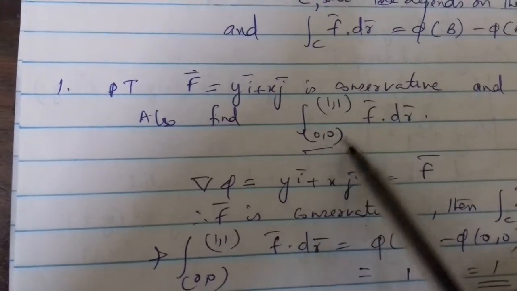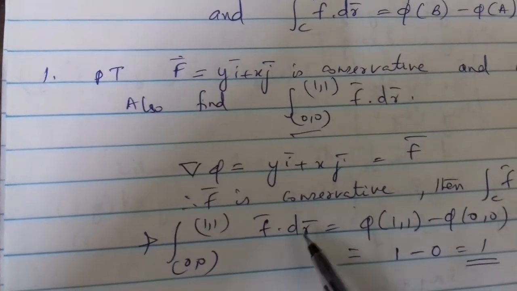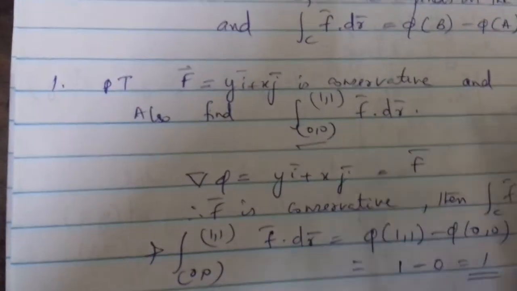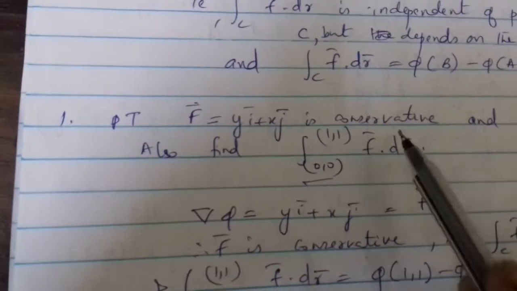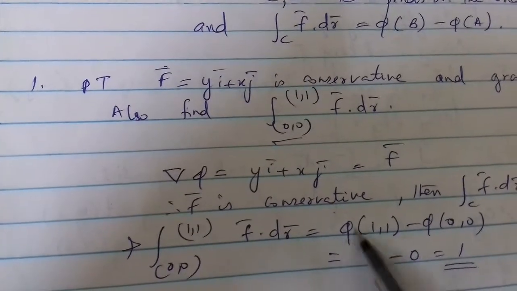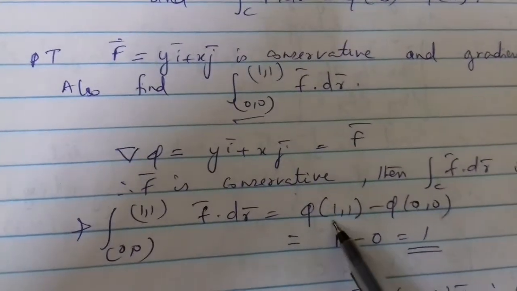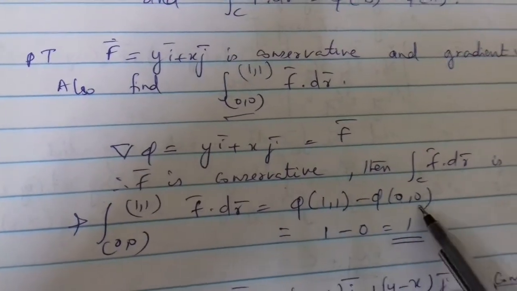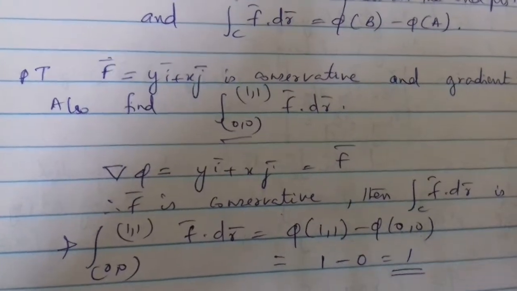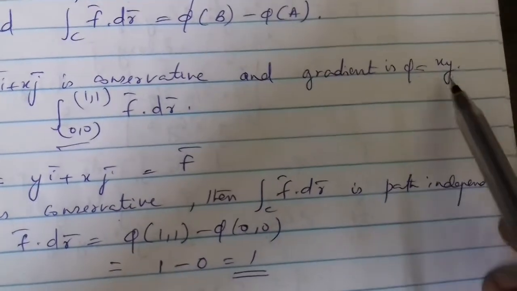Now what is the integral from (0,0) to (1,1) of F dot dr? The curve of integration is not given, the path of integration is not given, but since it is conservative we can use phi. Phi of b minus phi of a. Phi of upper limit minus phi of lower limit. Phi is xy. So substituting (1,1) in phi gives 1. Substituting (0,0) gives 0. So 1 minus 0 is 1.